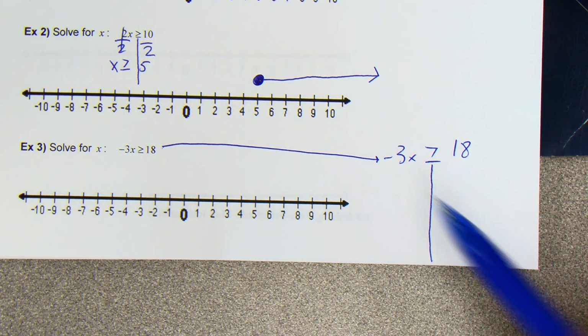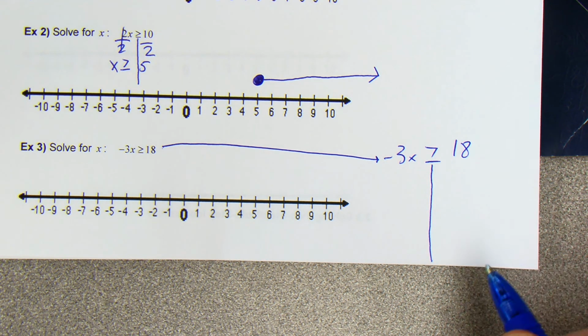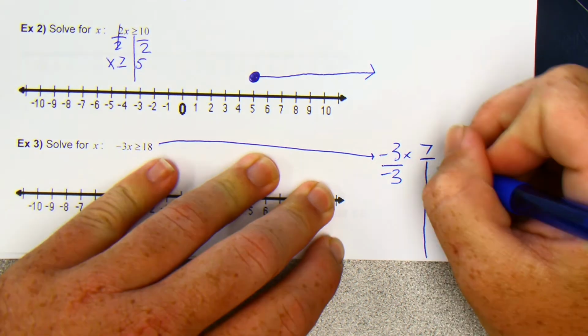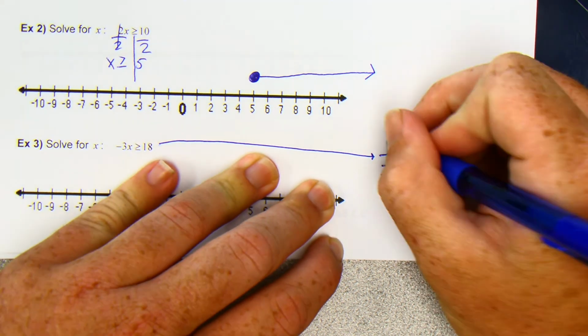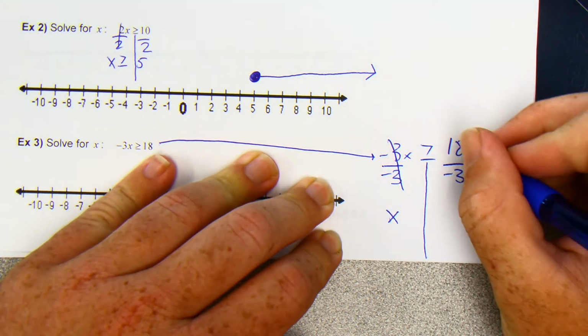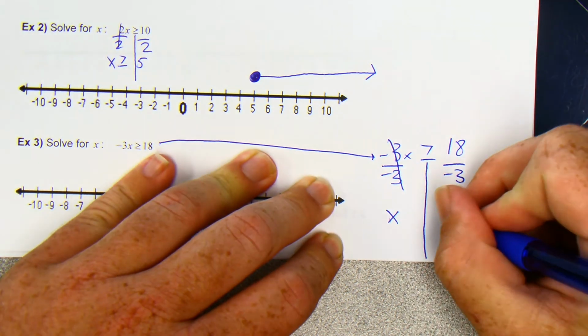So I know I need to move that. In order to do that, I have to do the opposite. The opposite of multiplication would be division. So I'm going to divide both sides by negative 3. Okay, so negative 3 divided by negative 3 cancels out. I'm just left with x. And 18 divided by negative 3 would be negative 6.